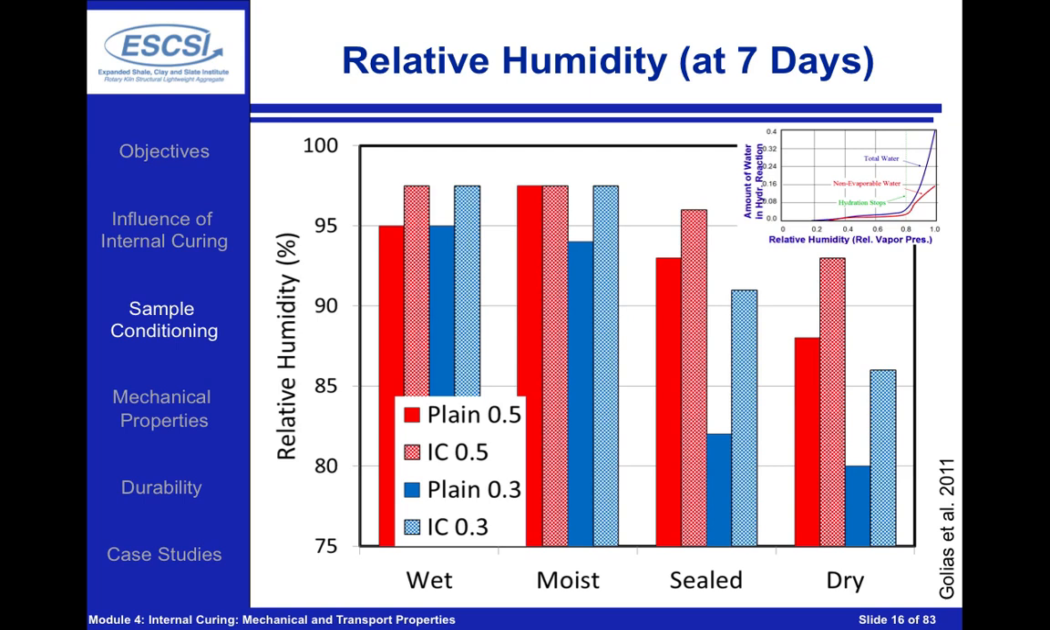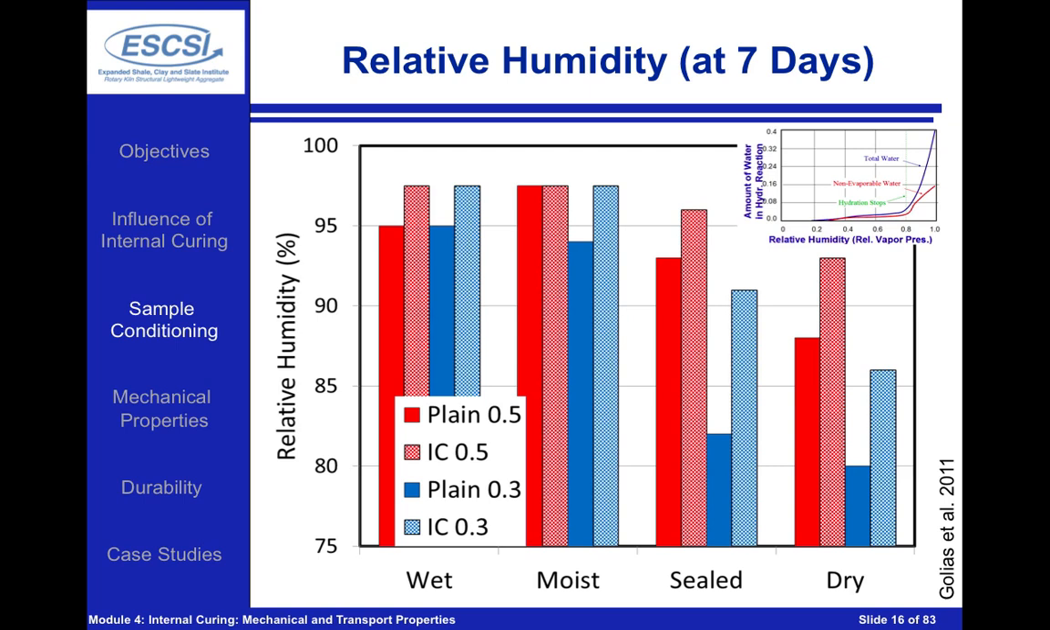The blue mixture and the solid represents the plain 0.3 water to cement ratio concrete. The red represents a 0.5 water to cement ratio concrete, while the hatched lines represent those same systems that have been internally cured.